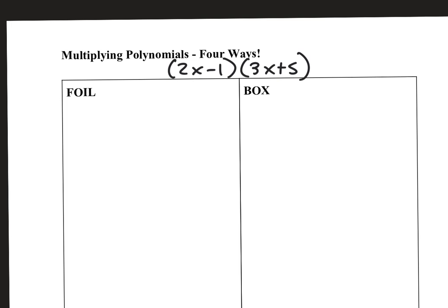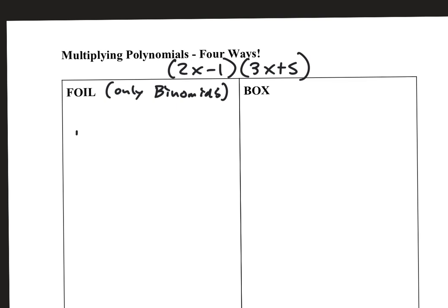The first way is important. FOIL, this only works for binomials. So only binomials, just know that. What do I mean by binomial? We talked about this last time. It means 2 terms, so I have 2 terms. The other 3 ways, I could do a binomial times a trinomial, or a trinomial times a trinomial, and so on. It will work. But this way, FOIL that I'm going to show you first only works for binomials.